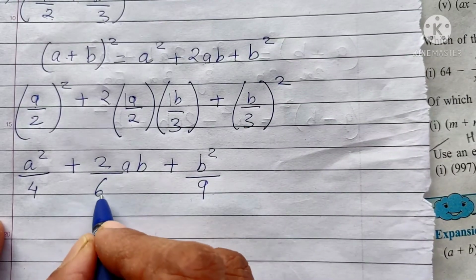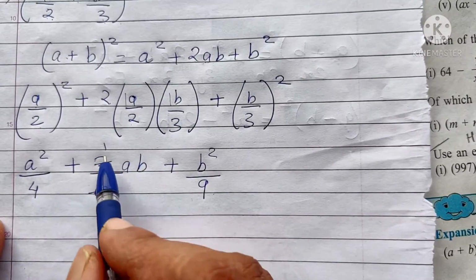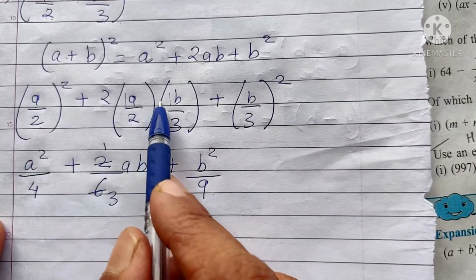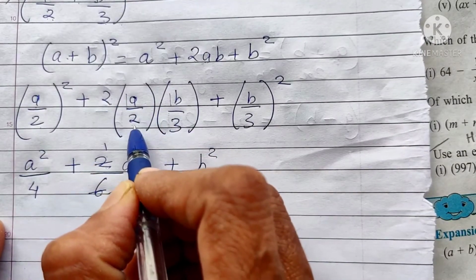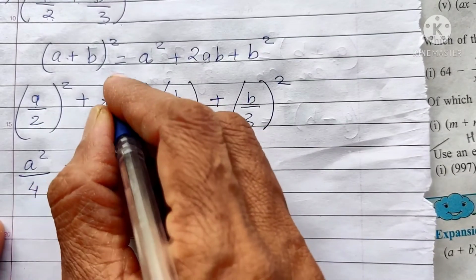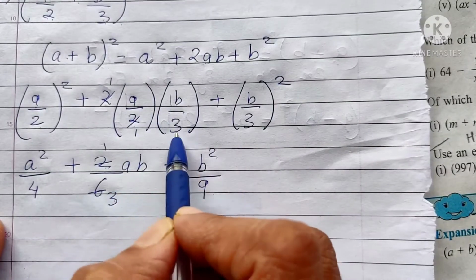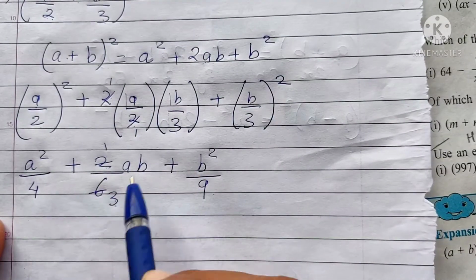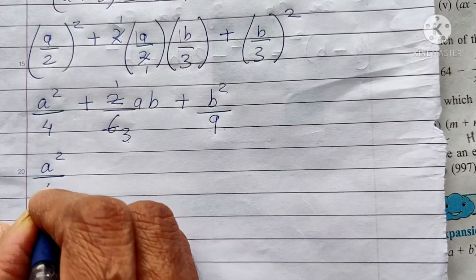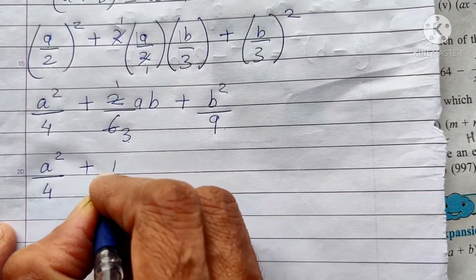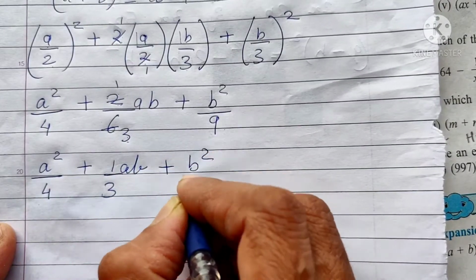Now here you can reduce it to the lowest form, so you have 2 1s are and 2 3s are 6. Okay, either you do it here or you can do it here as well. You know that in the numerator you have 2, and then this is also divisible by 2, right? So you have 2 ones are and 2 ones are, that gets cancelled. So you have ab upon 3, which comes to the same thing, okay? And then, so your final answer is going to be a square upon 4 plus 1 upon 3 ab plus b square upon 9.